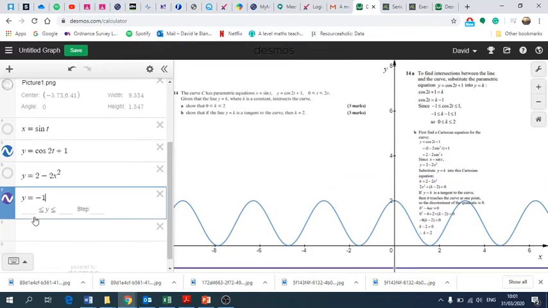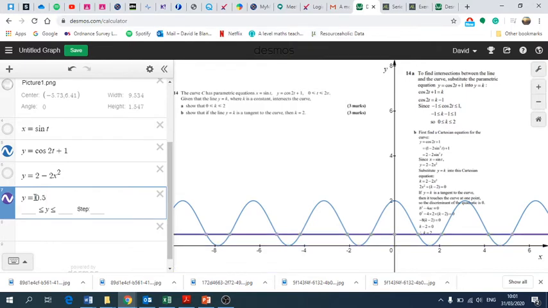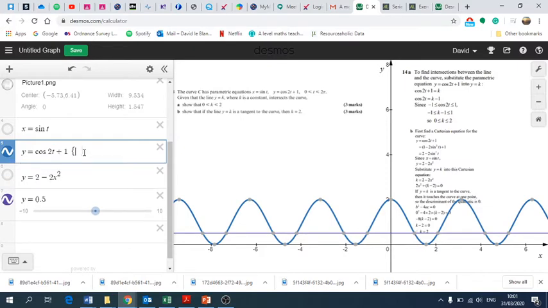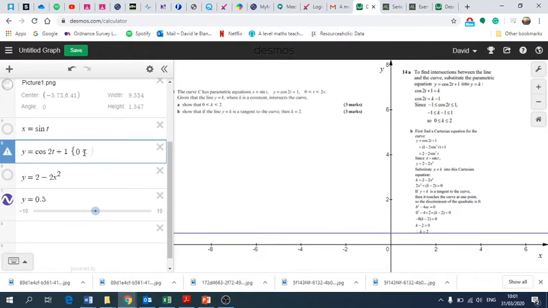Same with -1, we can see it doesn't intersect, but we can see that it could be 0.5, for example, because we can see it does intersect the curve here and here and here and here and so on. We were of course told a domain for these, so perhaps it's worth just bearing in mind that domain, that our t is between 0 and 2 pi.